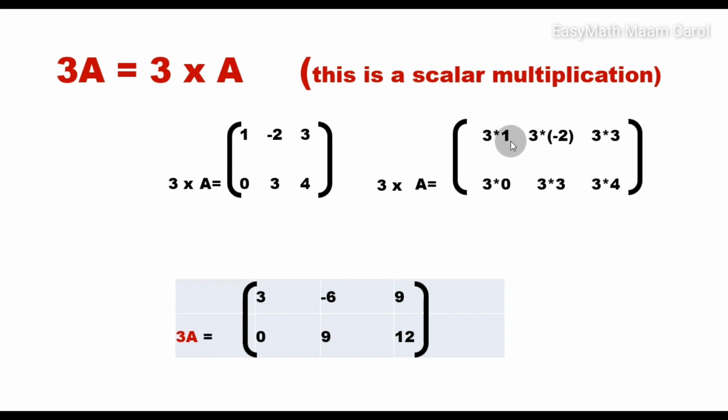So, 3 times 1, 3 times negative 2, 3 times 3, 3 times 0, 3 times 3 again, at saka 3 times 4. So, yun pa rin, hindi na bago yung position. So, nilagyan natin ng times 3 sa una. And then, of course, you find the product. The answer is 3. This one is negative 6. This one is 9. This one is 0. This one is 9 again. And then, 3 times 4 is 12. So, yan na yung sagot dun sa scalar multiplication. Madali lang siya.